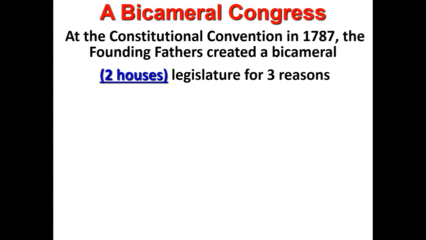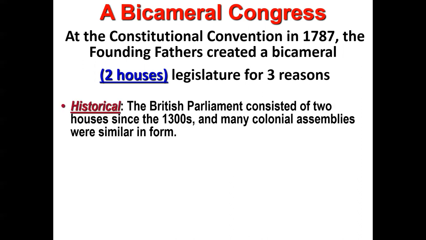At the Constitutional Convention in 1787, the founding fathers created a two-chamber system. This was actually the compromise. We will discuss that in a minute. Two houses for three reasons. Historical: the British Parliament consisted of two houses since 1300. So this was just kind of an imitation of their parliamentary system. House of Lords and House of Commons in England. And in the United States, we call it the House of Representatives and the Senate.